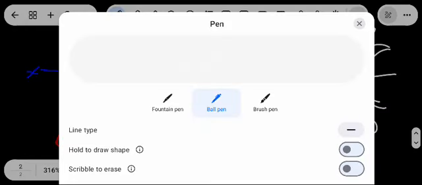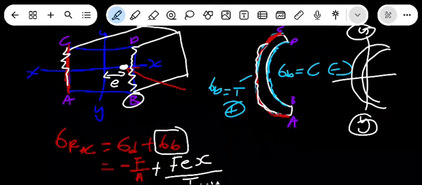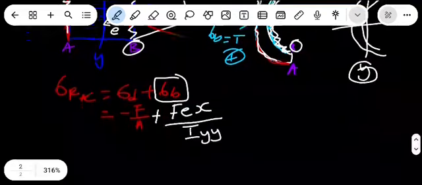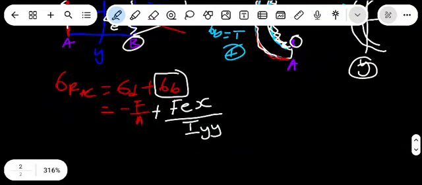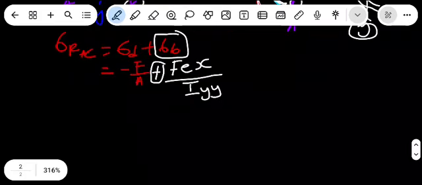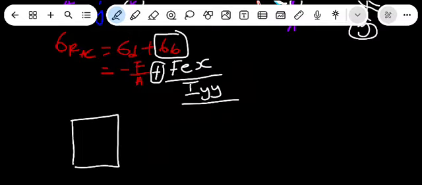Let me see the stress in this position between BC. So BC is B, DC. As you can see, this is compressive, so here you will have a negative if you are focusing on that part. Okay, let us focus on IYY. Let's say you've been given a square like this. We have depth, we have B like that.